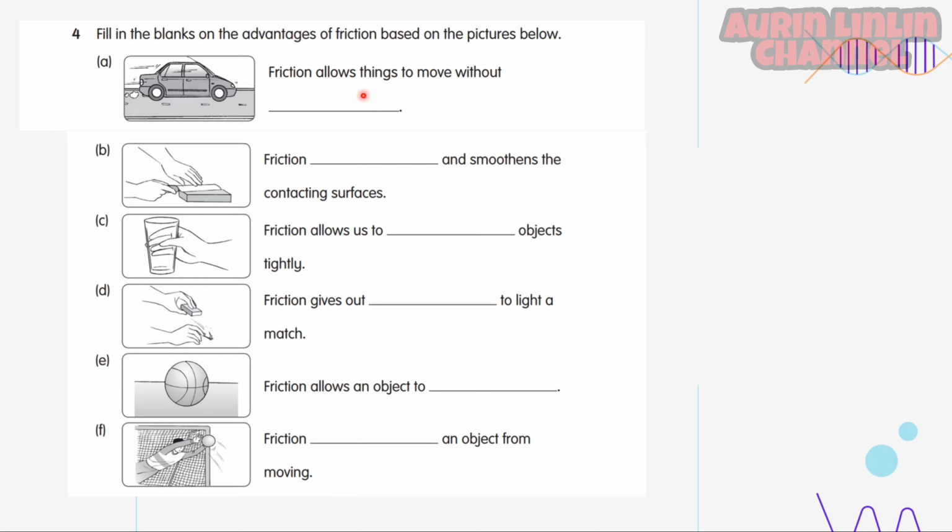Picture A. Friction allows things to move without slipping. B. Friction sharpens and smoothens the contacting surfaces. C. Friction allows us to hold or grip objects tightly. D. Friction gives out heat to light a match. E. Friction allows an object to stay still. F. Friction stops an object from moving.